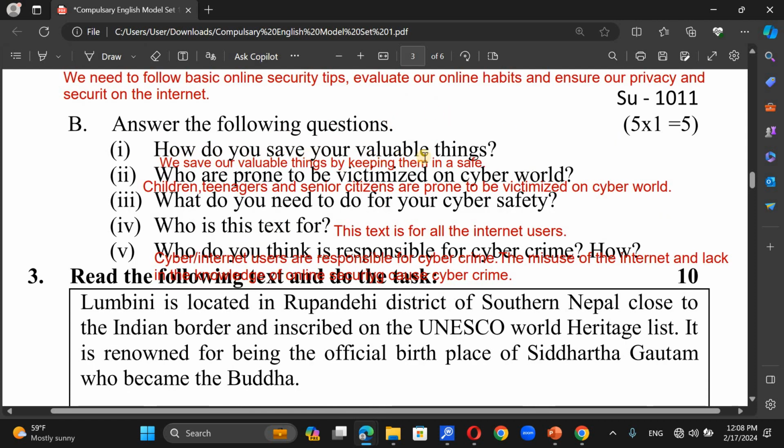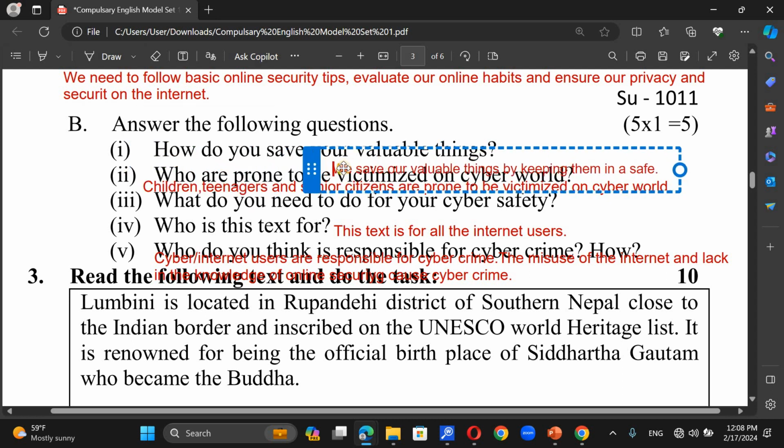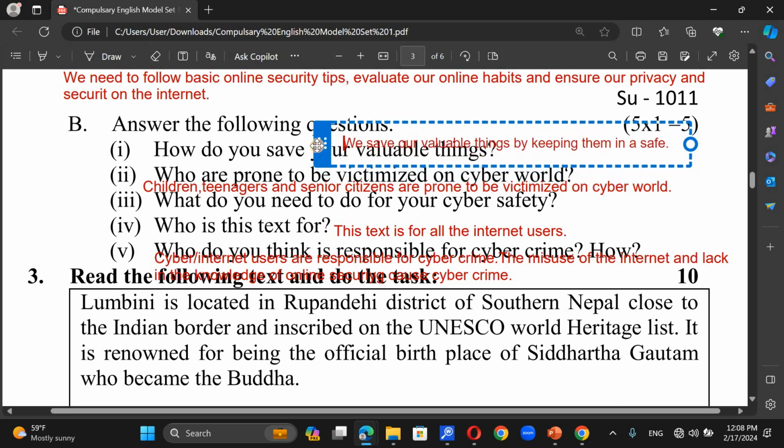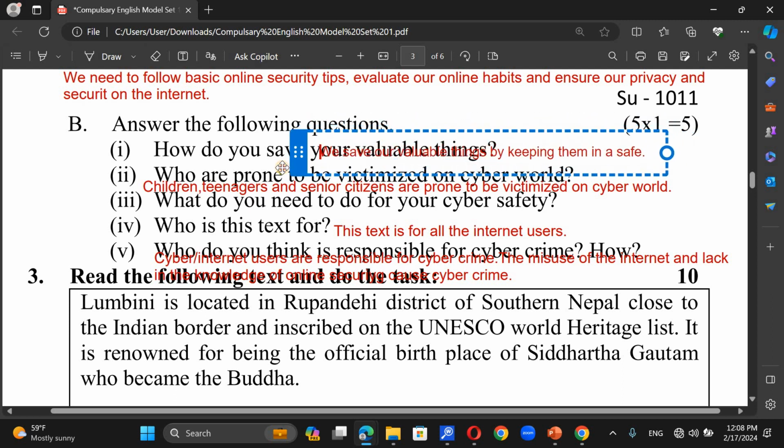Now let's do the questions. How do you save your valuable things? We save our valuable things by keeping them in a safe. So this is the answer. Okay.